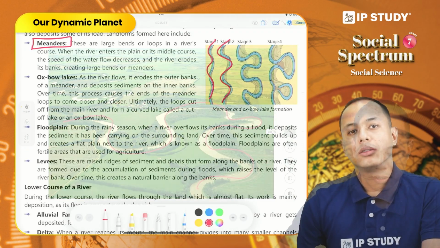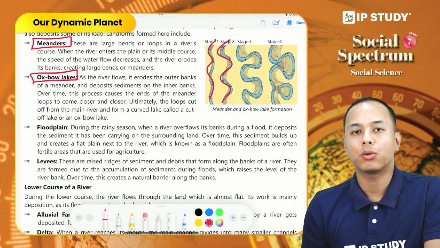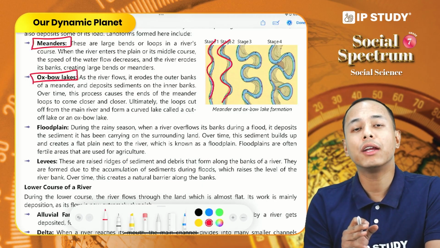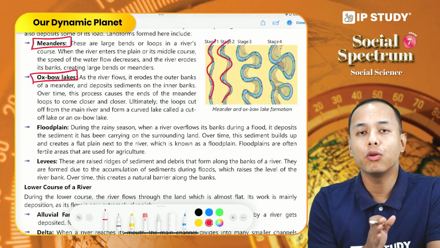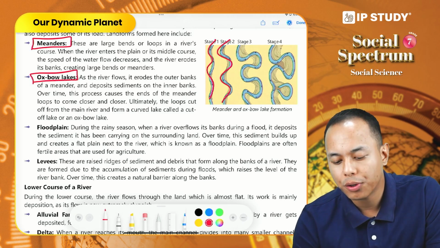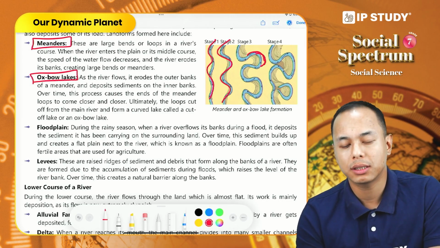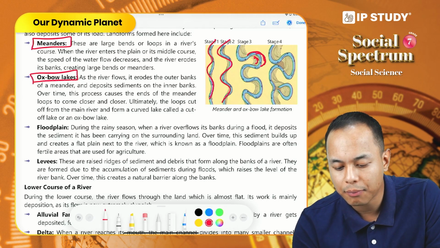Okay. So now let us discuss the oxbow lake. Now in the middle course of the river, it flows in a curve or in a loop, right? Now what happens? It erodes the outer banks. So this is the outer bank. It erodes this while it deposits materials on its inner bank. So outer bank, this is the inner bank. Outer bank, this is the inner bank.